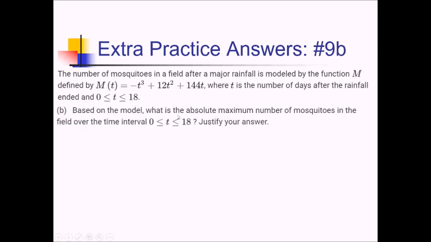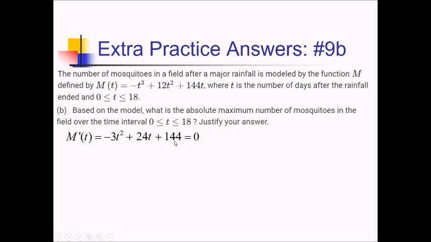For this part of the problem, based on the model, we want to know the absolute max number of mosquitoes in the field over this interval. Justify the answer. So on this one, let's go ahead and find some critical values. One option here is using the candidates test, where we plug in critical values and the endpoints into this. But let's see how many critical values there are, and then we'll decide what method to use. So for that, I need to take M prime, which is negative 3t squared plus 24t plus 144, and set it equal to 0 and solve it.